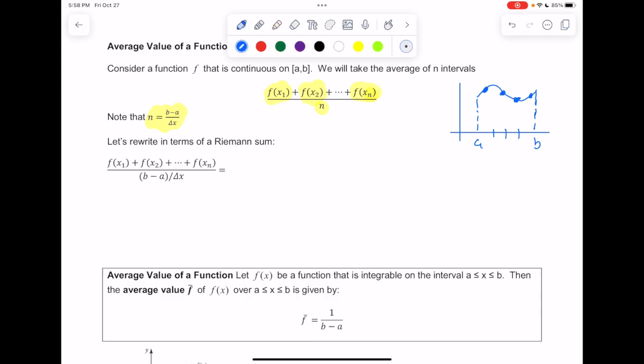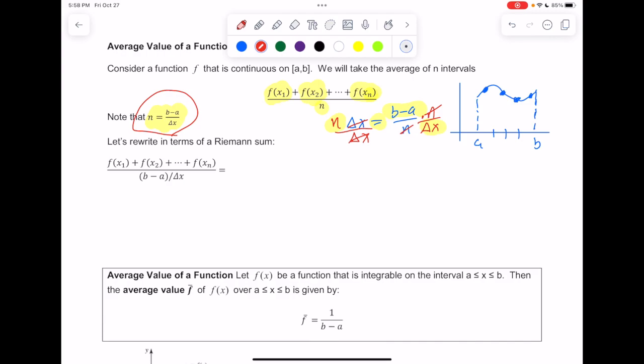So where does that come from? Well, what is our formula for delta x? When we were doing Riemann sums, we said delta x was b minus a over n. But then what if you multiplied both sides by n and divided both sides by delta x? Then these n's would cancel, these delta x's would cancel, and you would get n equals b minus a over delta x, which is what they've got for us right there.